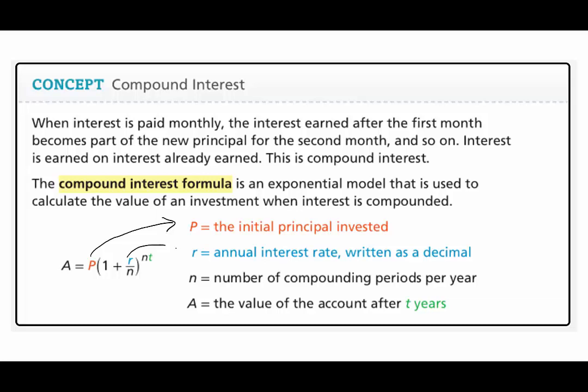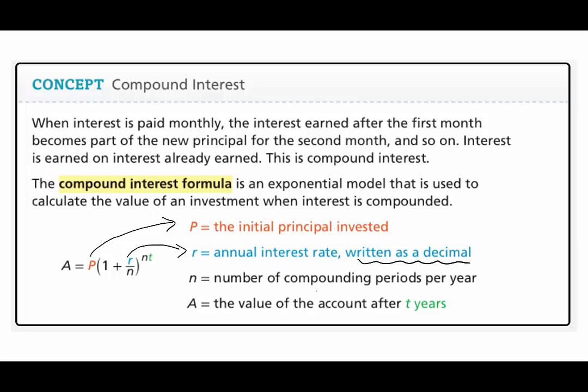Then the R value is the rate of change. So in this case, we're talking about the rate of interest. And notice that it's always written as a decimal. So you will convert it from a percentage to a decimal.